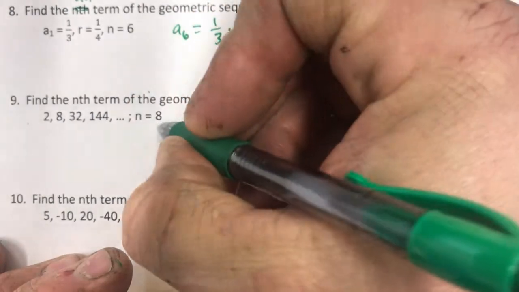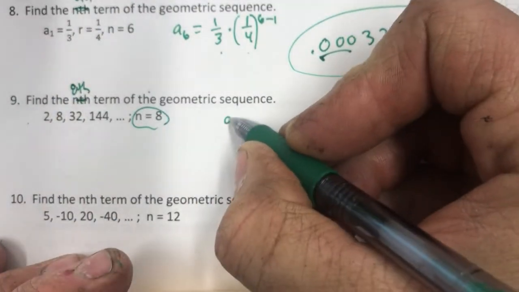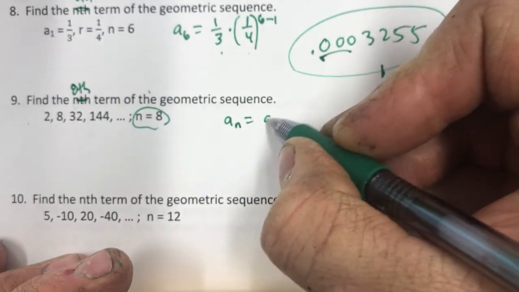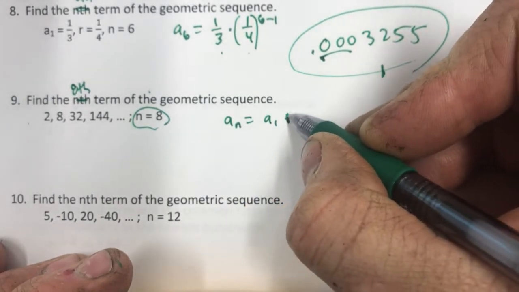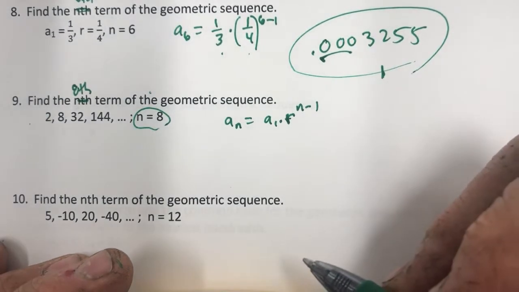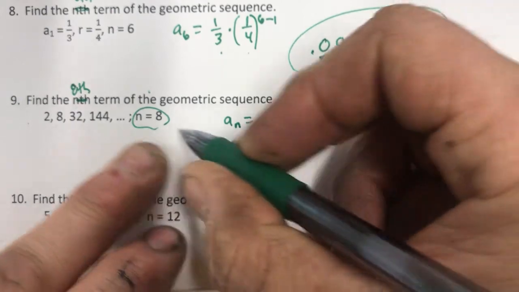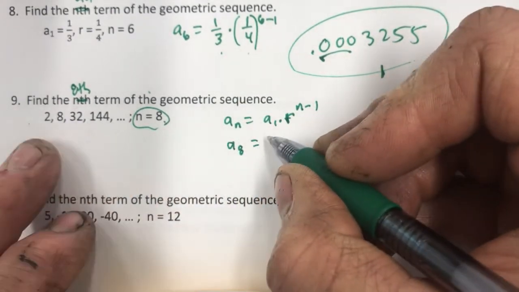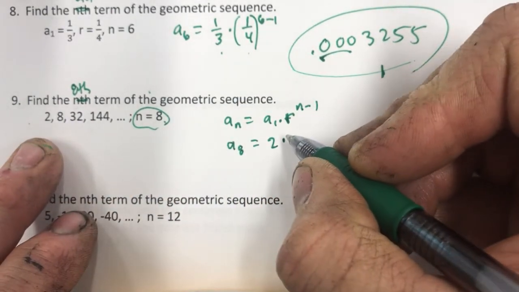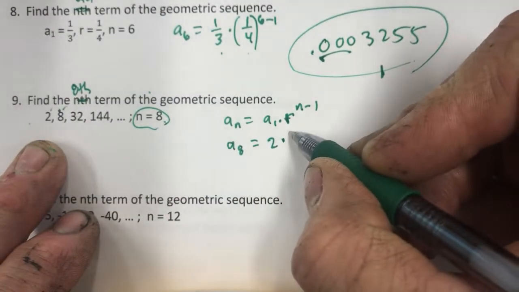Find the nth term. N is 8, so find the 8th term. So again, a sub n equals a sub 1 times r to the n minus 1 power. All right, so a sub 8 is what we're looking for. We're looking for the 8th term. A sub 1 is 2 times my r. This looks like 2 times 4 is 8, so r is 4.